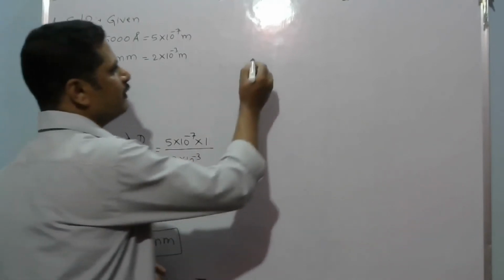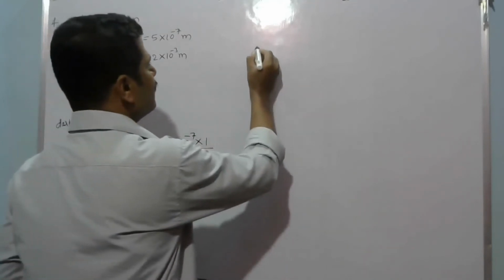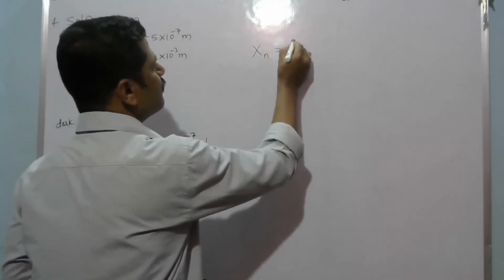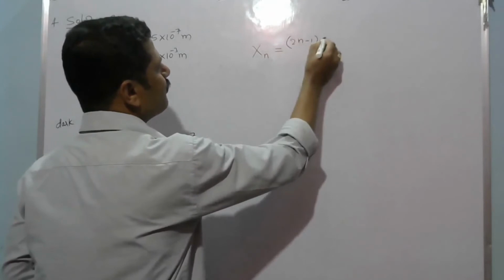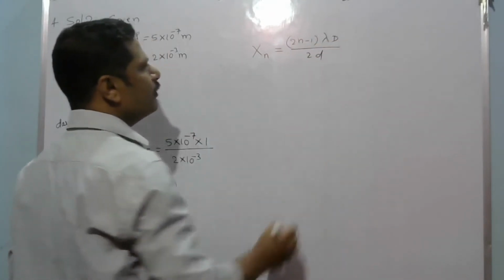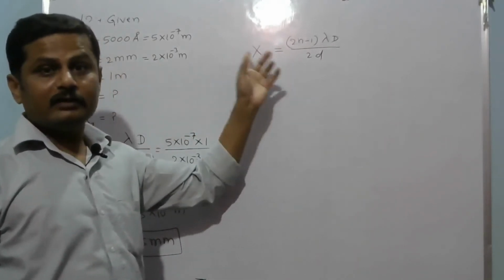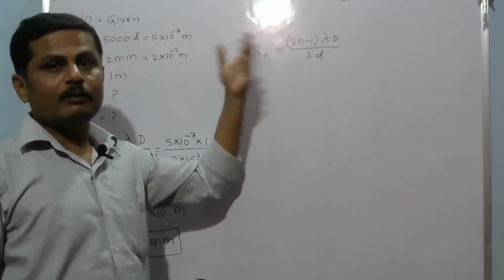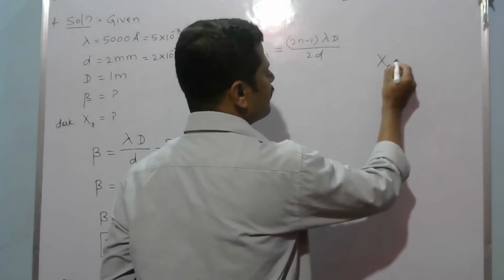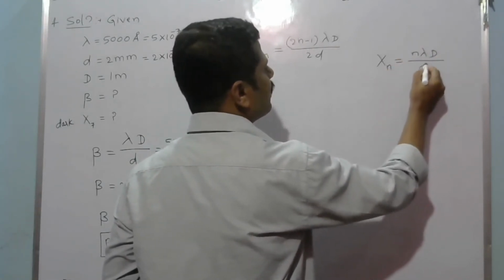We have an expression for the distance of the nth dark fringe from the center fringe. Let me write here, the distance of the nth dark fringe from the central fringe is (2n minus 1) lambda D divided by 2d. This is the formula for the distance of the nth dark fringe from the central fringe. Suppose if it is a bright fringe, then the formula would be: distance of the bright fringe from the central fringe is n lambda D divided by d.